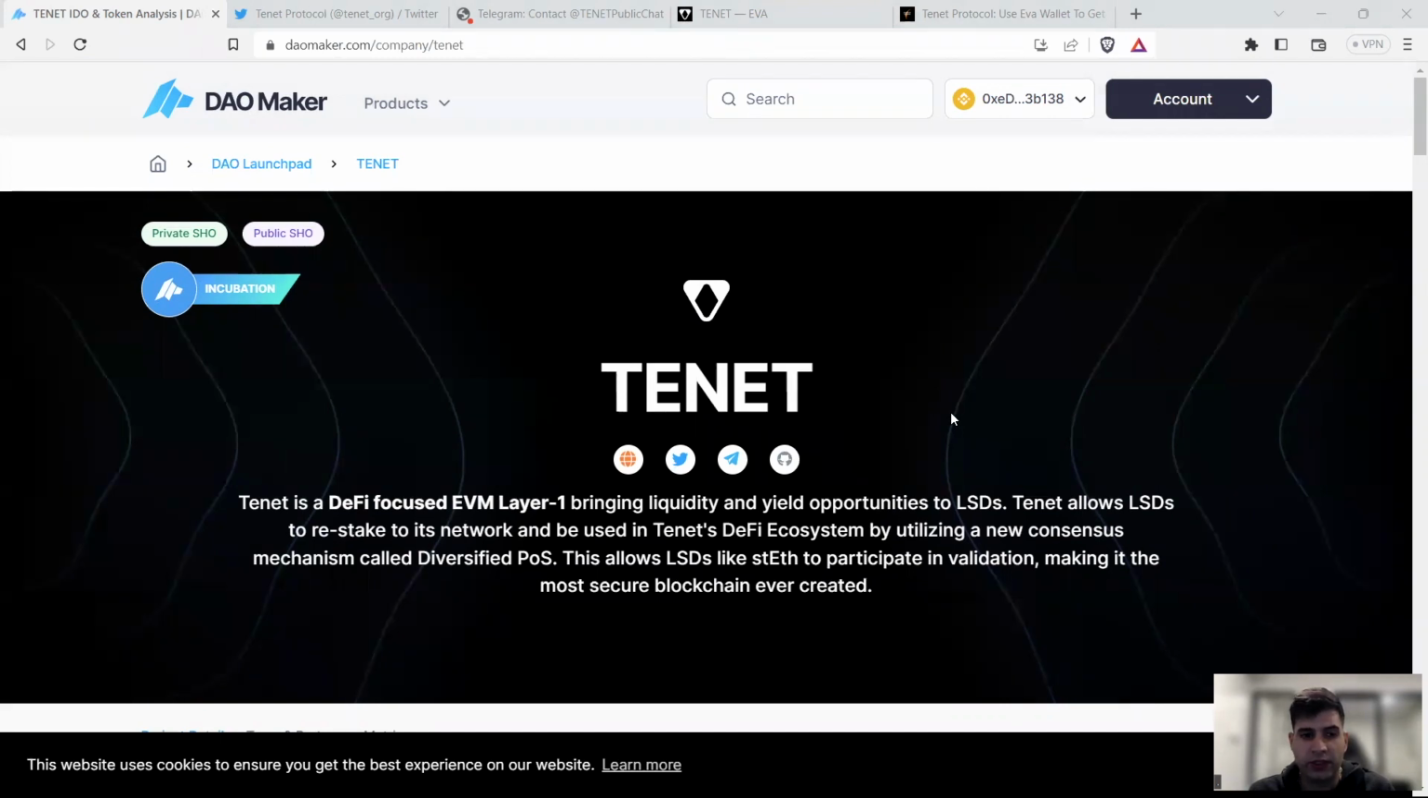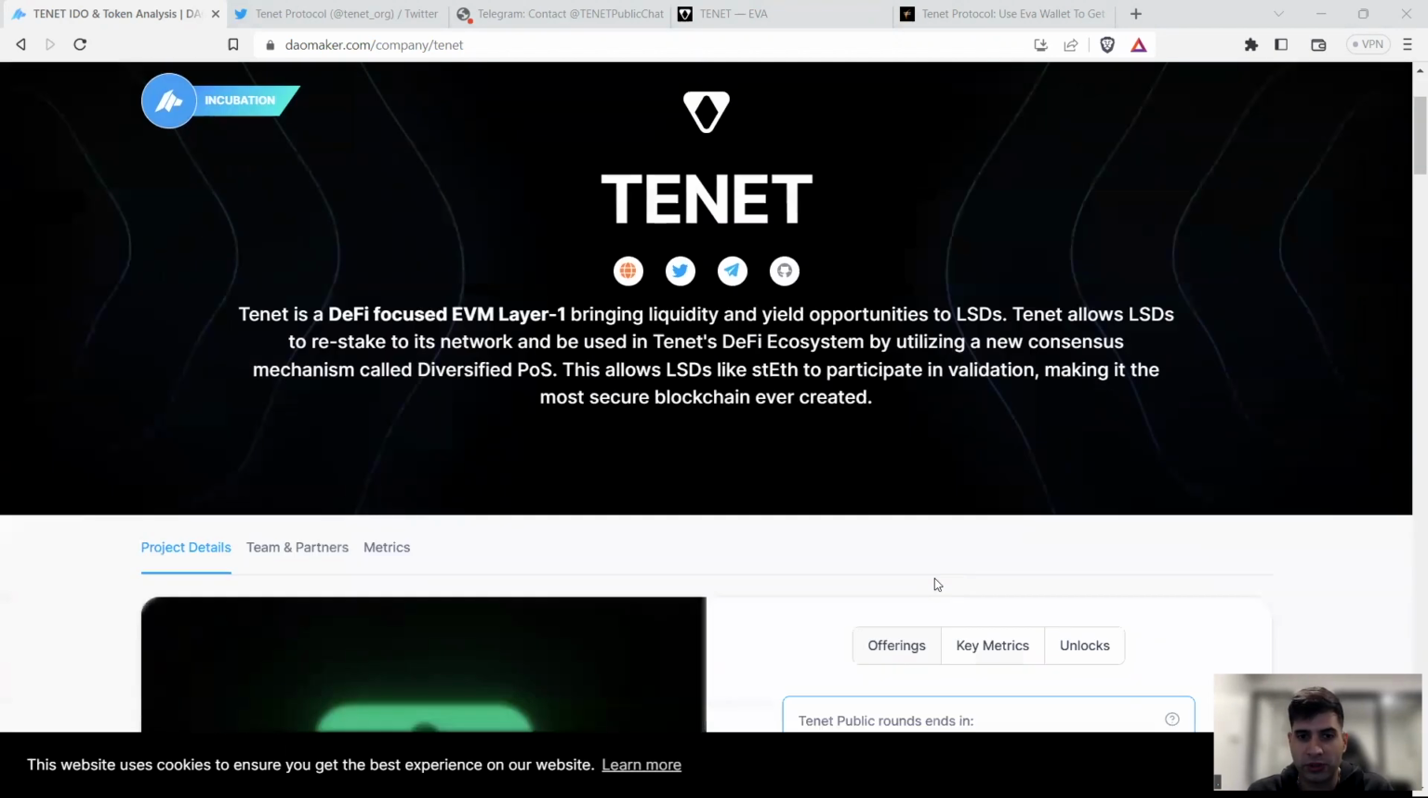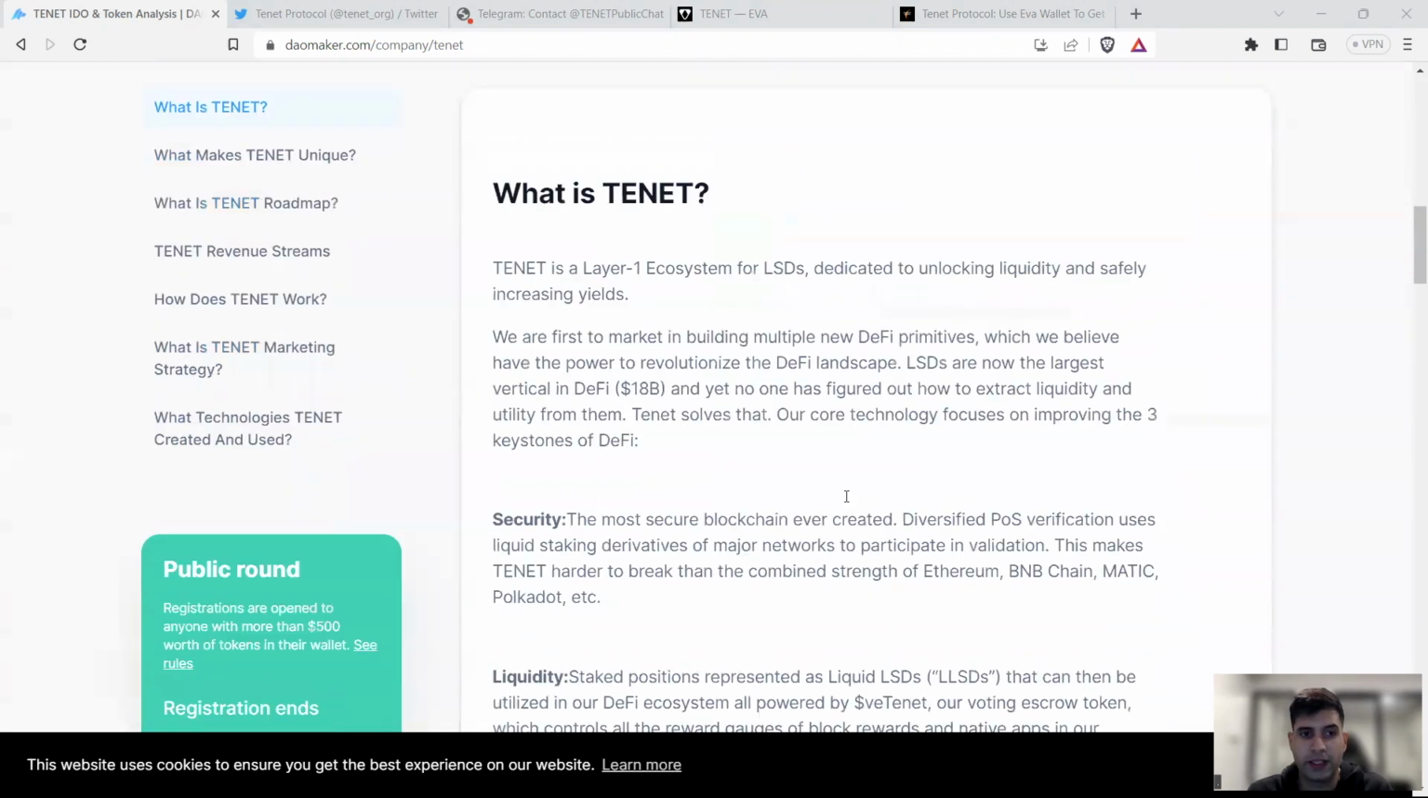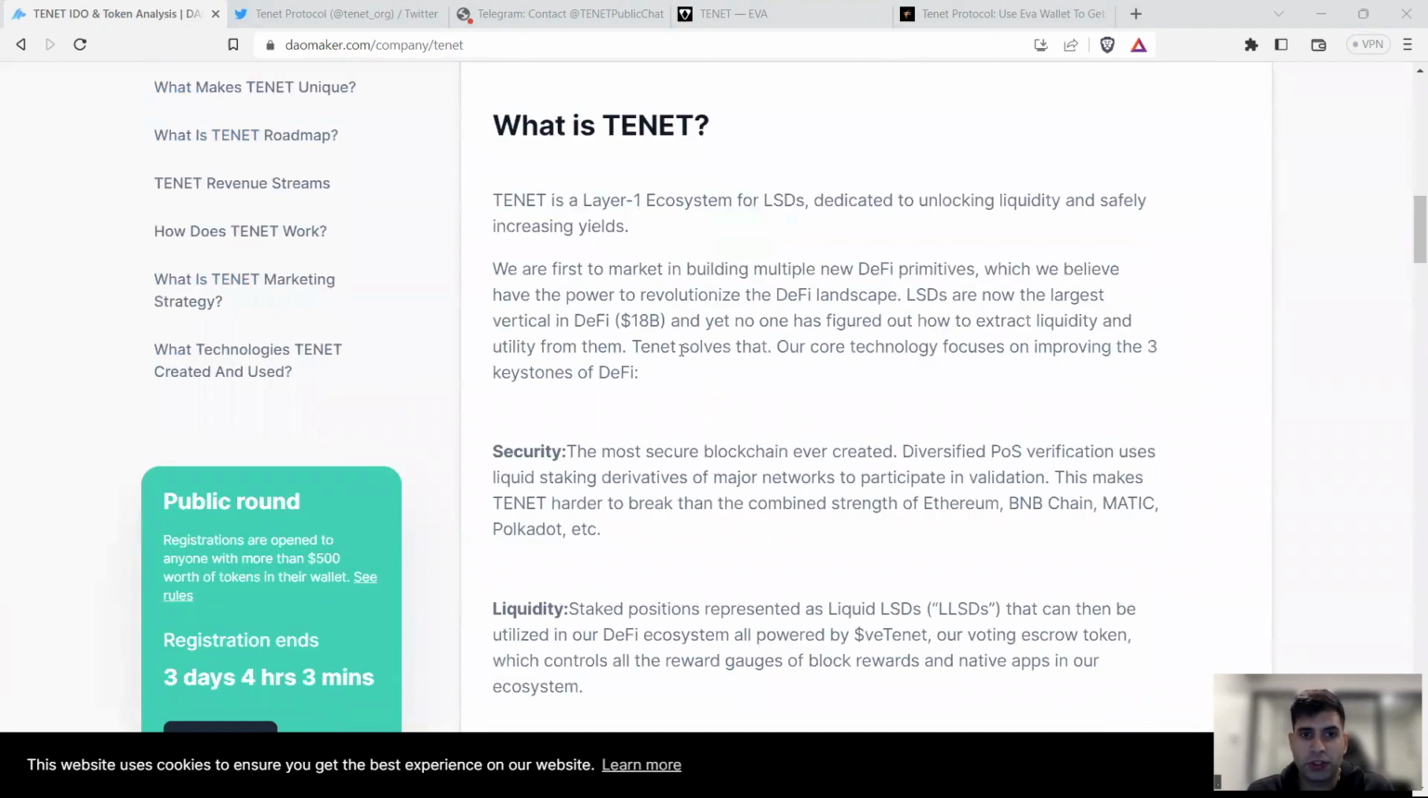It allows liquid staking to restake to the network and be used for the DeFi ecosystem by using a new consensus mechanism for proof of staking. This also lets, for example, staked ETH participate in different validation, making it more secure compared to the current way that's happening. So that's pretty much what it is.